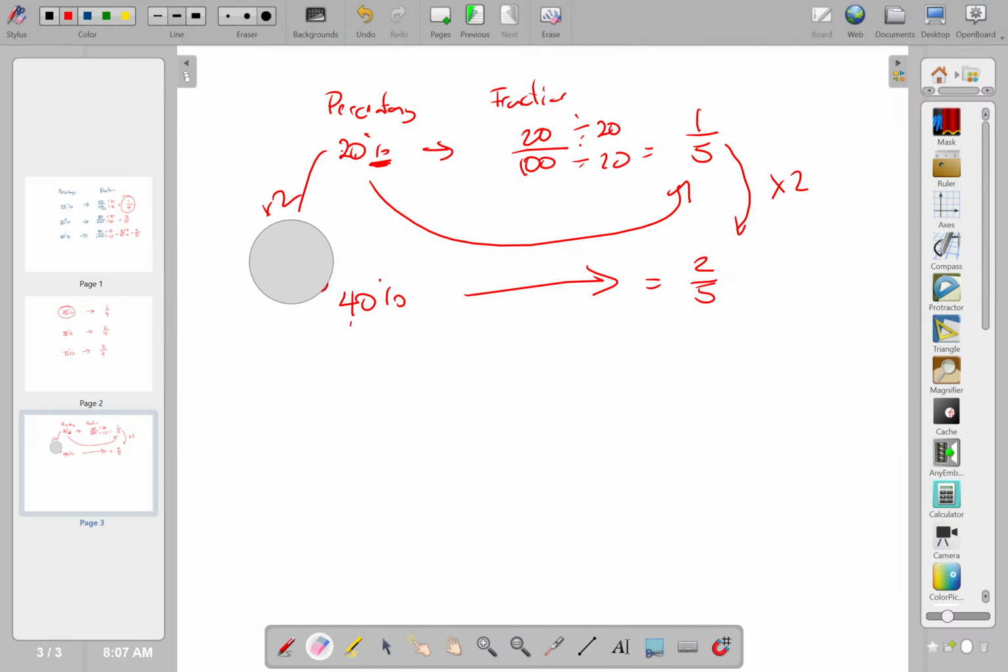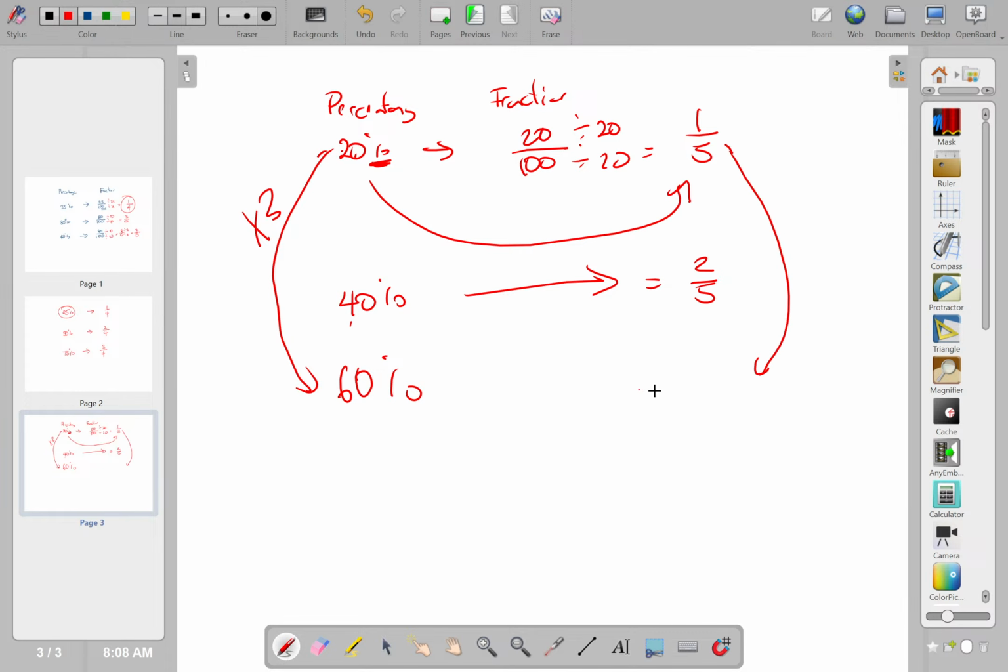Yeah? Let's go again. Ready, set, go. If I triple it, so I times it by 3, that's 60% now. You expect the fraction to get multiplied by 3 too, yeah? So then that's going to give me 3 over 5. These are supposed to become quite automatic for all the students who will be doing the exam.